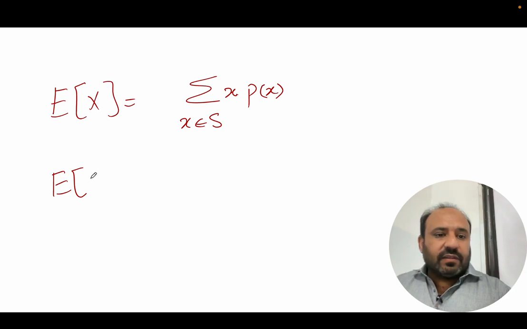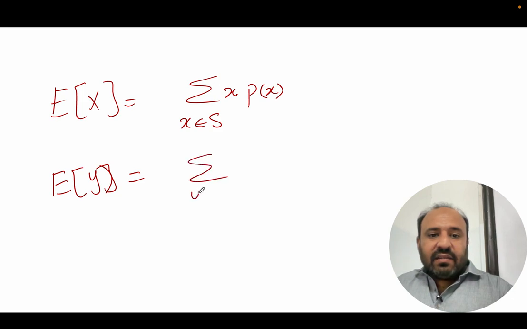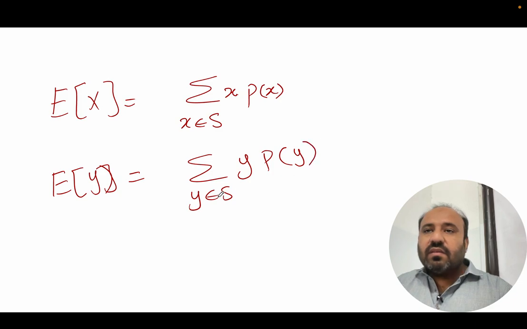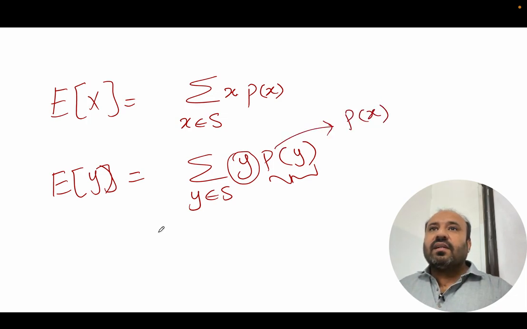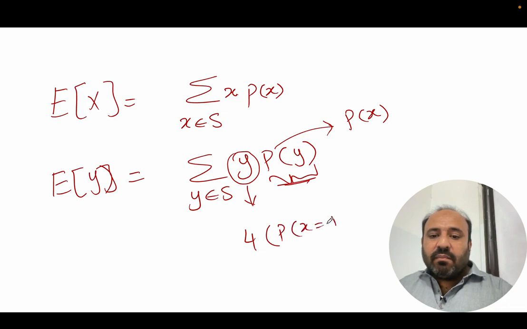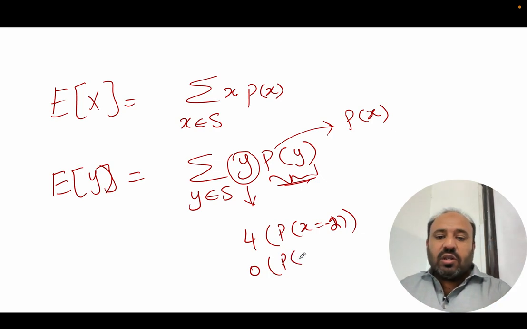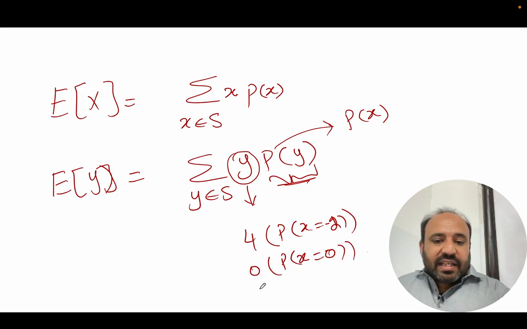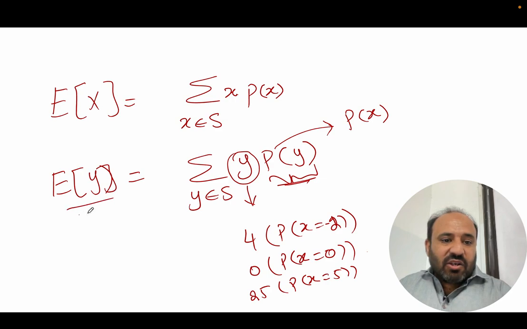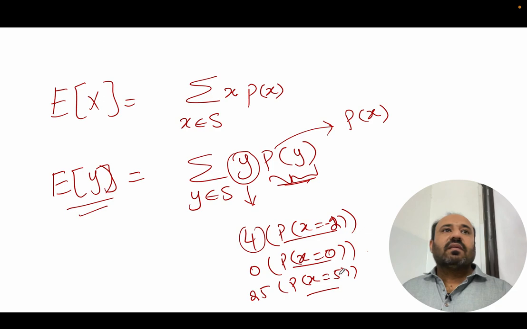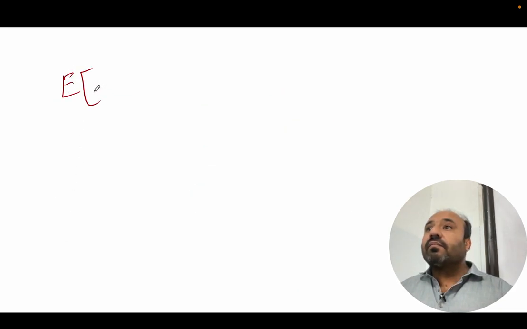So what is the expected value of y? Well, that is again y into p of y. But it turns out for a particular value of y, p of y is exactly p of x. So for example, if y is 4, this is p of x equal to minus 2. If y is equal to 0, the probability that y will be 0 is the same as x equal to 0. The probability that y will be 25 is the same as x will be 5. So the expected value of y is just these numbers with the probabilities of x. Make sense? Yes, go on.